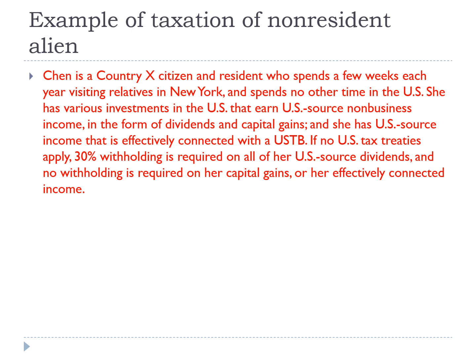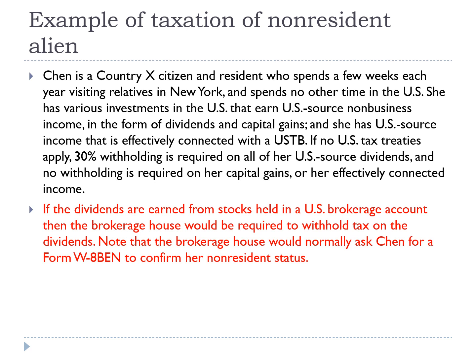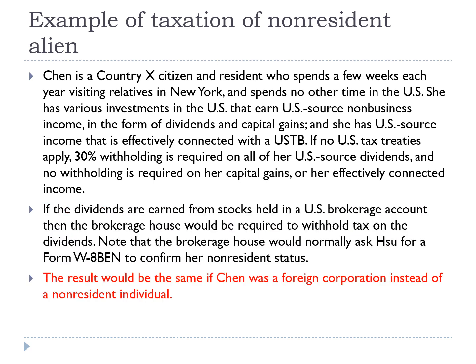If no U.S. tax treaties apply, 30% withholding is required on all of her U.S. source dividends, and no withholding is required on her capital gains or her effectively connected income. If the dividends are earned from stocks held in a U.S. brokerage account, then the brokerage account would be required to withhold on the dividends. Note that the brokerage house would normally ask Chen for a Form W-8BEN to confirm her non-resident status. The result would be the same if Chen was a foreign corporation instead of a non-resident individual.